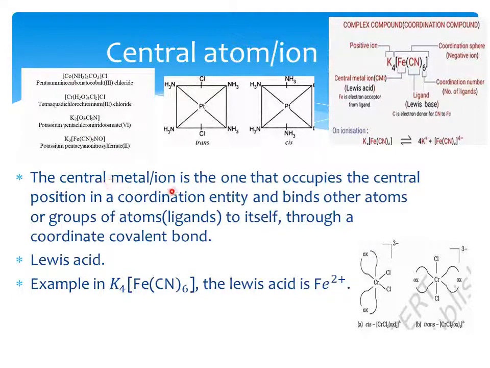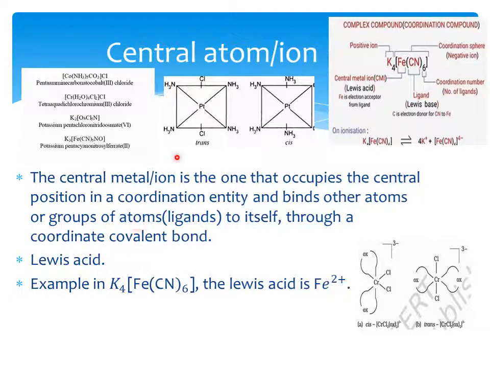So the central metal atom or ion is the one that occupies the central position in the entity along with the ligand. Now these two, the central metal ion and the ligands, are linked through a bond called a coordinate covalent bond. You know that the ligands act as donors and the metal atom or metal ion acts as an acceptor. When the donor donates an electron pair and the acceptor accepts it, the bond formed is called a coordinate covalent bond.